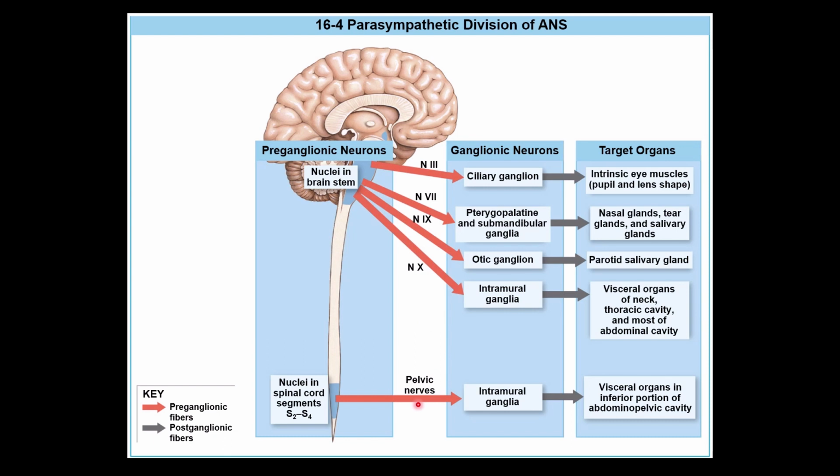And finally, there are the preganglionic neurons located between S2 and S4, and those preganglionic fibers are connected with the ganglionic neurons in the intramural ganglia. It means inside the body walls, and that will supply the organs in the lower part of the abdomen and also in the pelvic cavity.